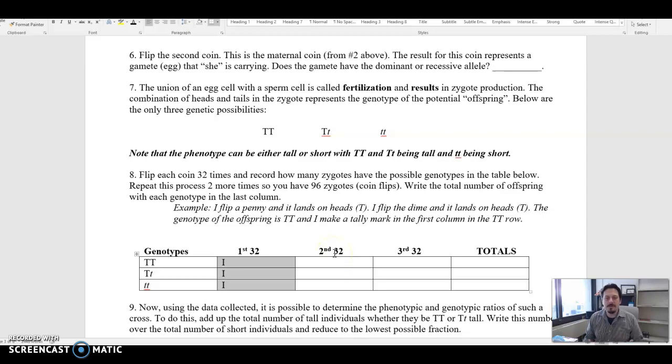And remember, the result of the coin flip is the offspring. So I have my little maternal penny right here. I'm going to flip. This one came up heads. So the egg that the maternal parent produced was a big T. The sperm that the father produced in this case is going to be small t, because I got tails. So when the sperm, the small t, meets with the egg, the big T, the offspring will have big T, small t. And that is represented in this little coin flip.